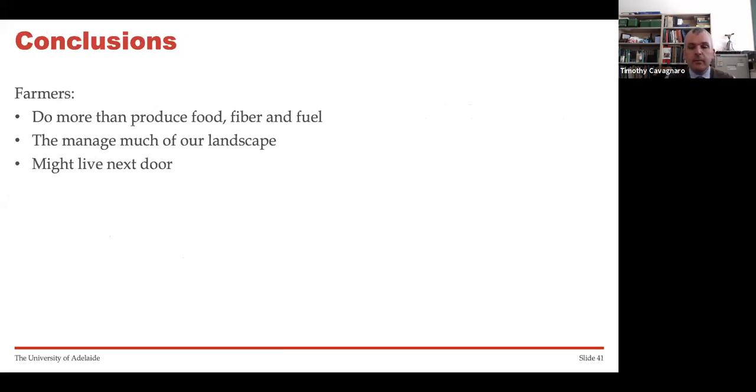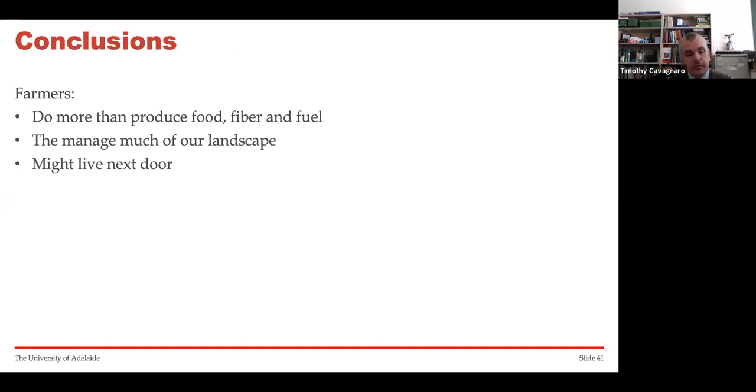Okay, so just to wrap up the seminar, a couple of conclusions. Farmers do more than produce food and fiber and fuel. They manage much of our landscape. They're stewards of much of the land that we have. And not only do they produce food, but they plant trees. They look after this vegetation. And so it's really important, I think, to think of agriculture at a much broader landscape scale and think about all of the services that agriculture provides. It's more than just food and fiber and fuel.